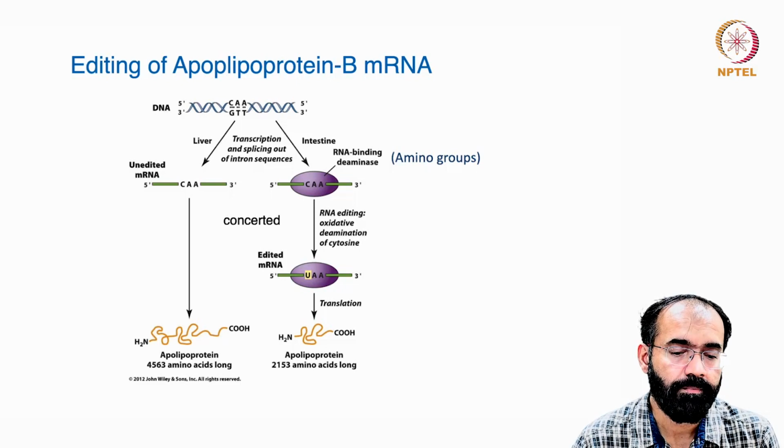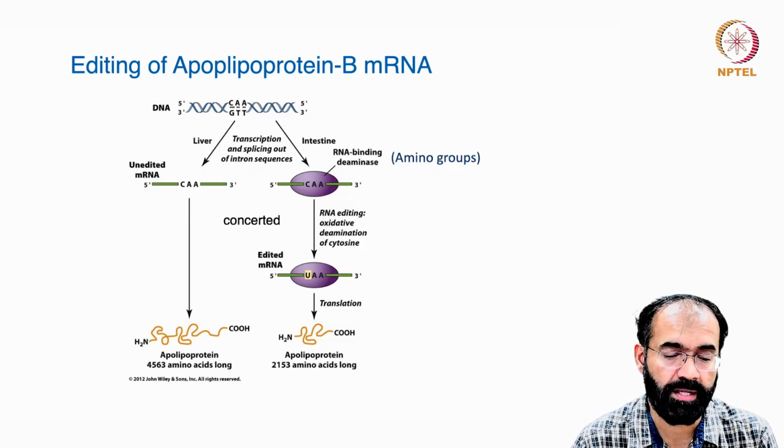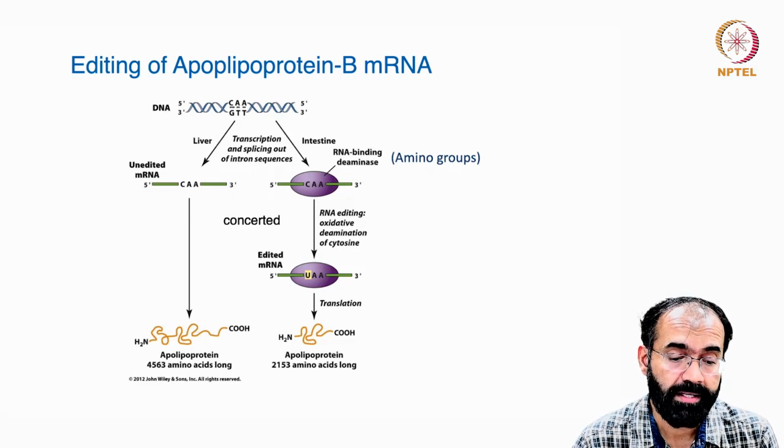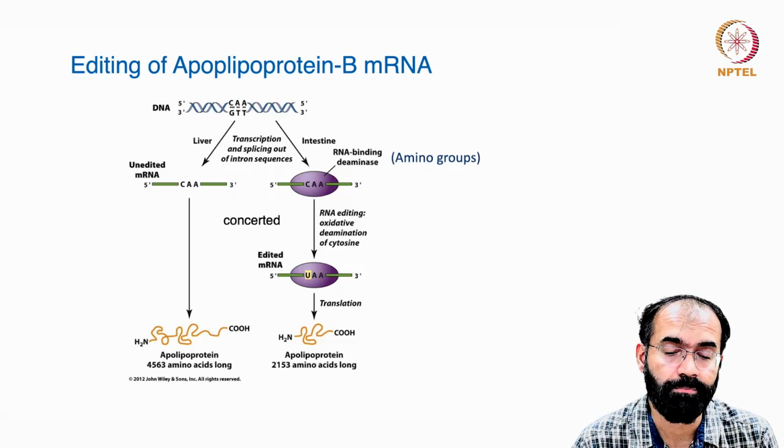As you can see here, the RNA, and this is the portion which we are discussing, CAA, which is paired with GTT in the case of DNA. So in the RNA you are supposed to have CAA, and it gives rise to a full-fledged protein in the liver which is 4563 amino acids long. This is the Apolipoprotein-B which functions in the liver.